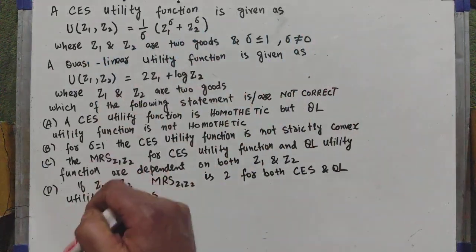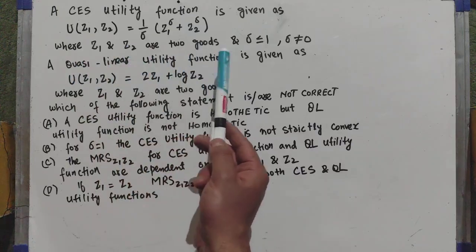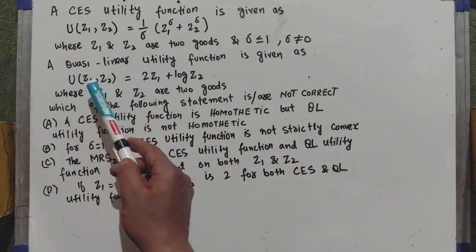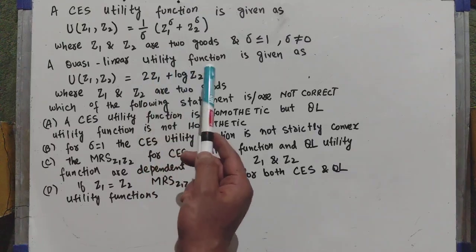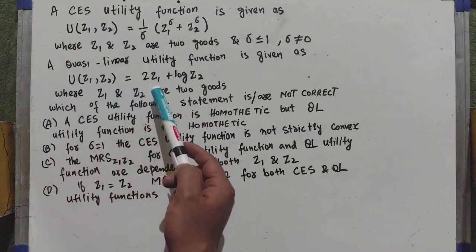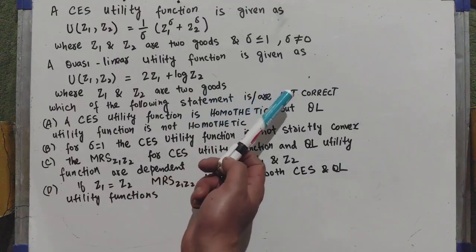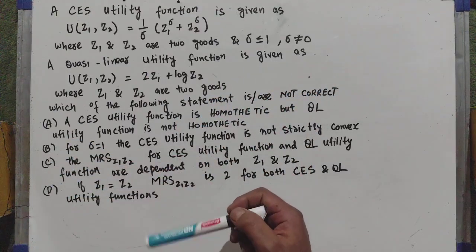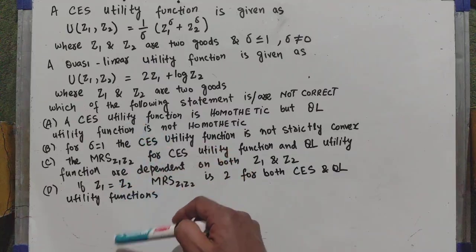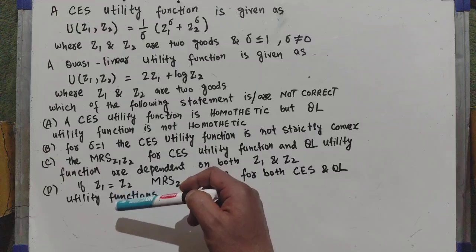We are being given the CES utility function. Also a quasi-linear utility function is given as utility is a function of two goods again, which is equal to twice Z1 plus log of Z2, where Z1 and Z2 are the two goods. Which of the following statements is or are not correct? We need to find out. It is a multi-select question and we need to find out among the given options which statements are not correct.